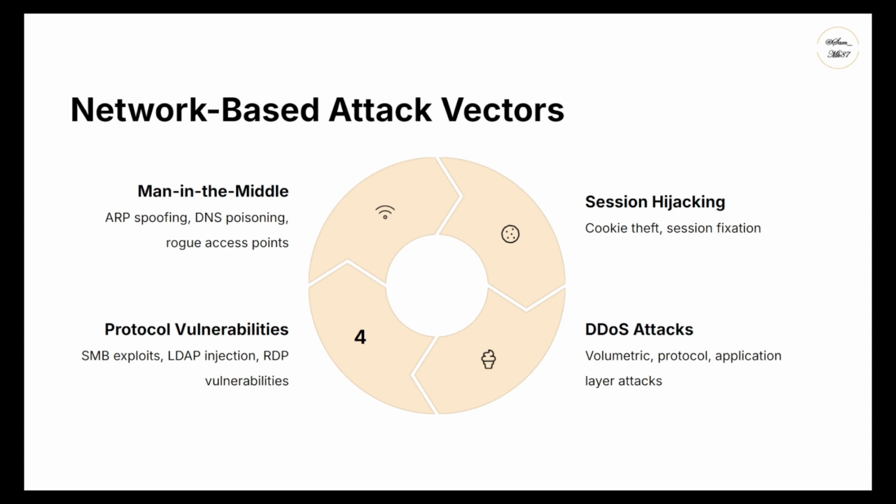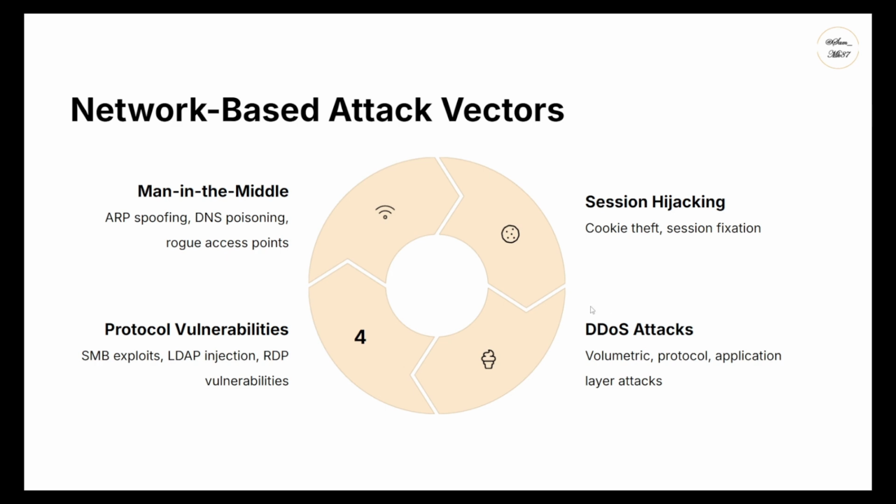And finally, we have DDoS attacks. These come in different forms. We have volumetric attacks, which flood the network with traffic. Protocol attacks target resources like firewalls or load balancers. And application layer attacks aim to exhaust a specific service like web services. Together, all these vectors highlight just how critical network security and segmentation are in a modern defense strategy.